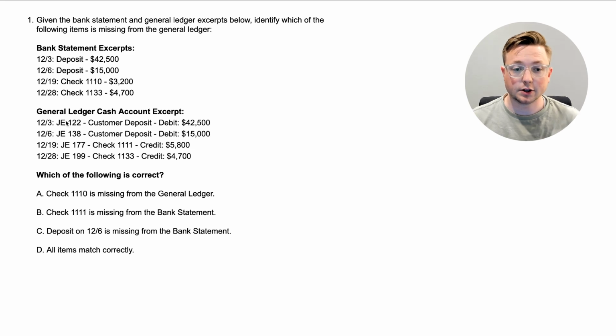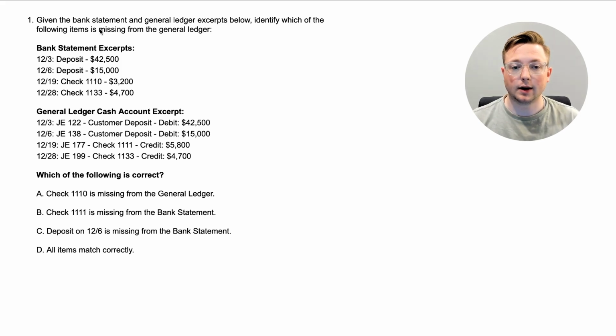Now we look at the general ledger. We have the same journal entry for the 3rd, and that was a debit. We have a journal entry on the 6th for the same amount as up here. We have the 19th, which is this check and this check, but wait, those are different check numbers, so that's different. And then the 28th is another journal entry that seems to match this one here. So obviously something is different here and here.